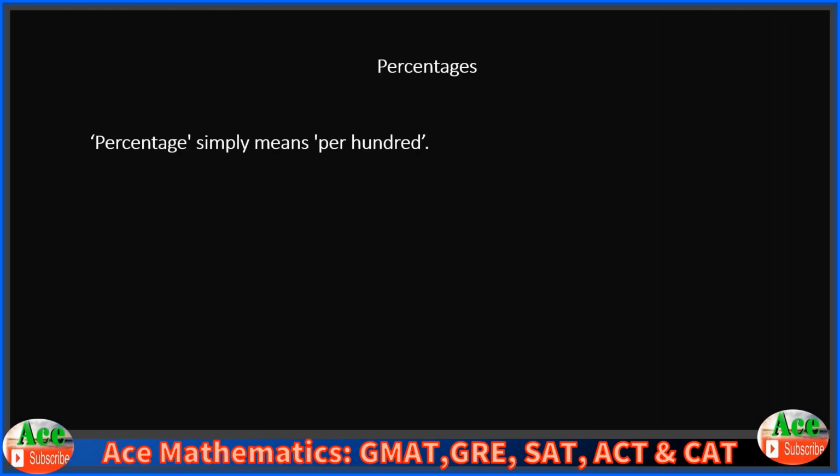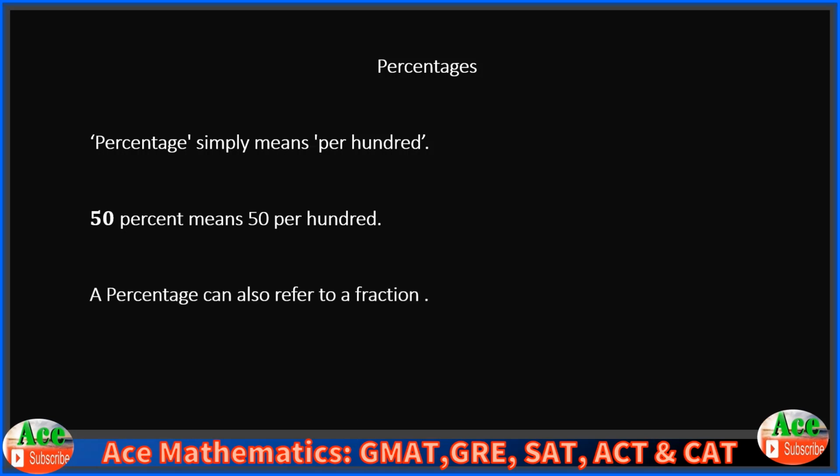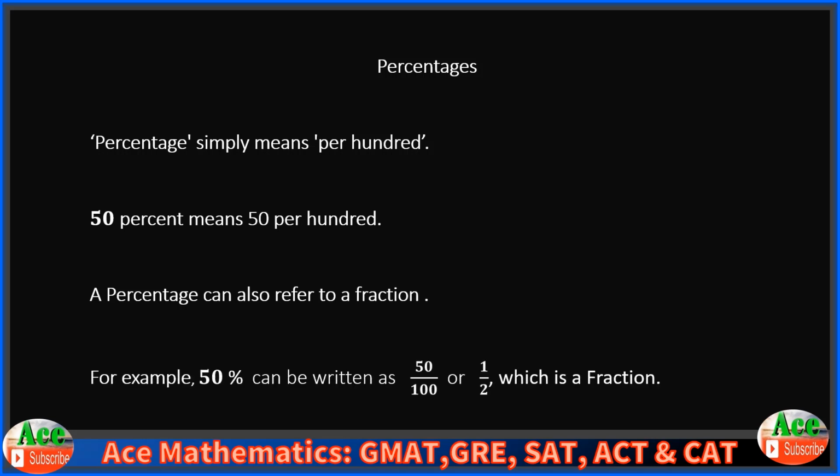Percentages. Percentage simply means per hundred. 50% means 50 per hundred. A percentage can also refer to a fraction. For example, 50% can be written as 50 upon 100, or half, which is a fraction.